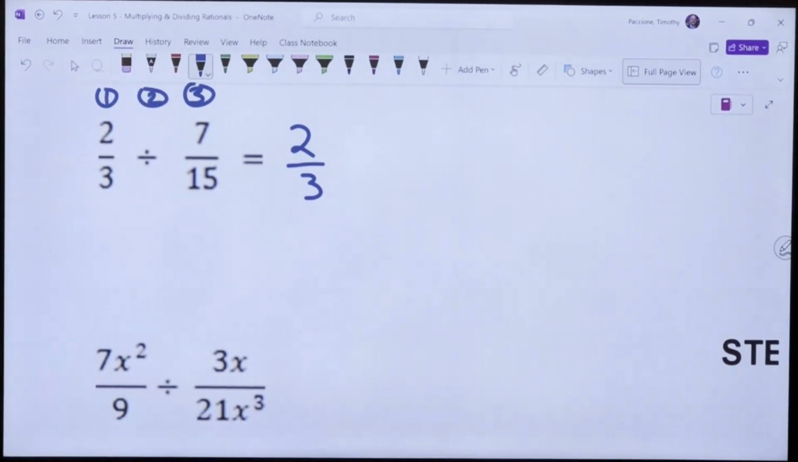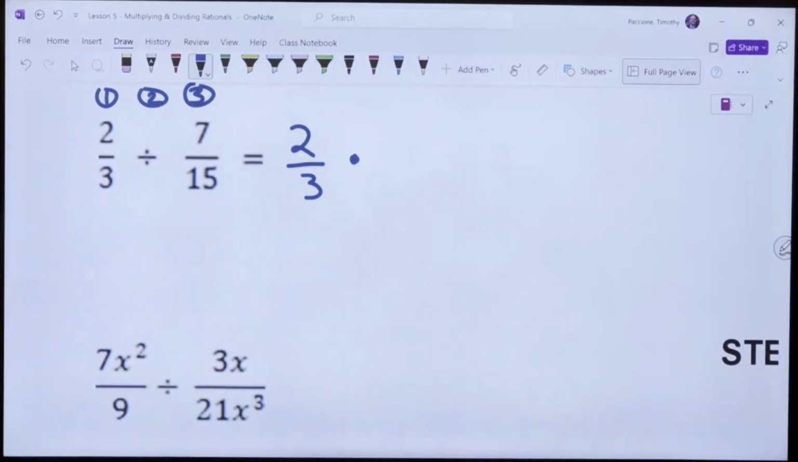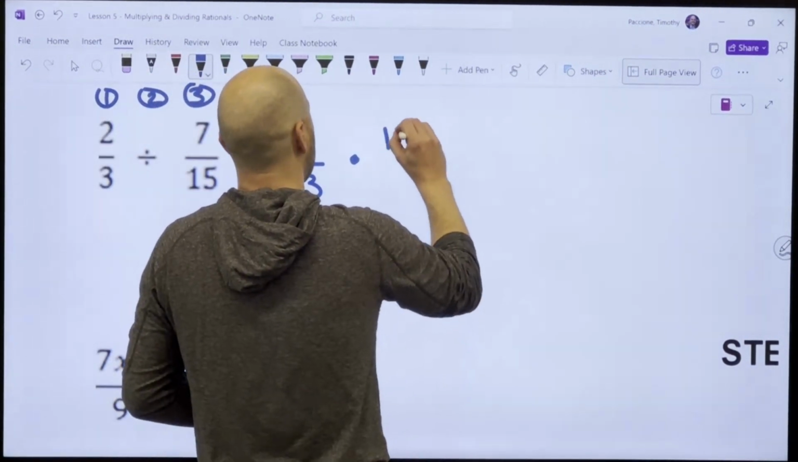I switch what? Not the sign. Well, kind of the sign, the division sign. Like not the positive or negative sign. I switch division to multiplication. And then I flip 15 over 7, or 7 over 15 to 15 over 7.